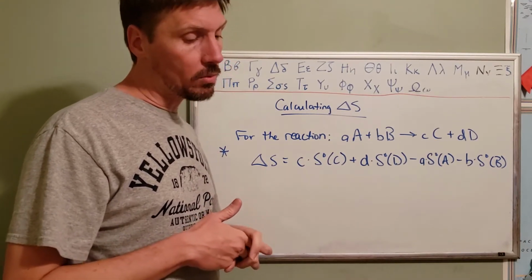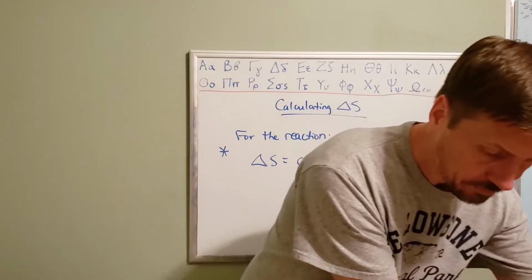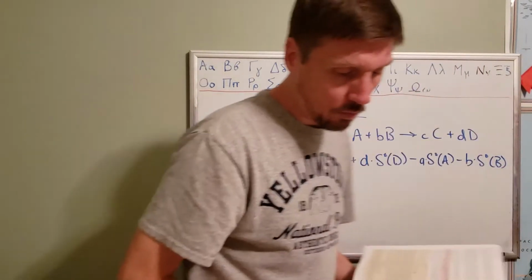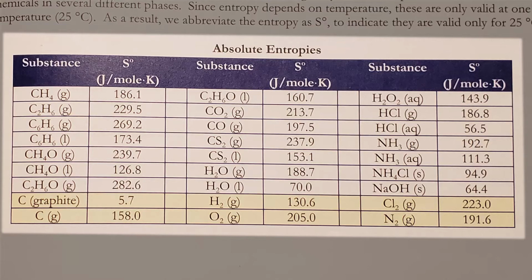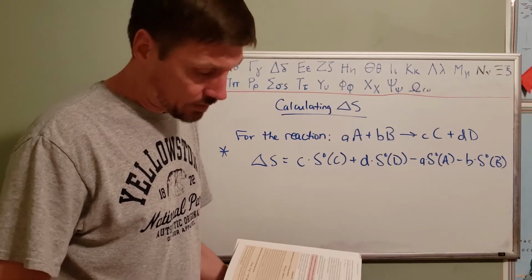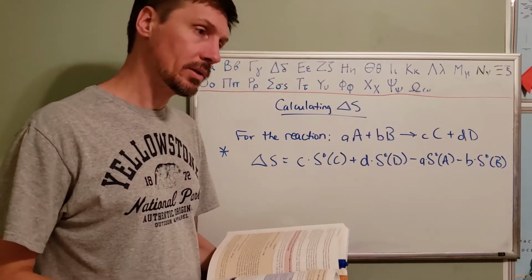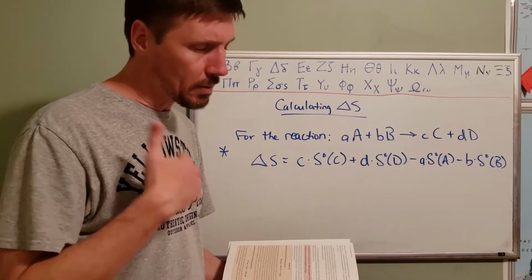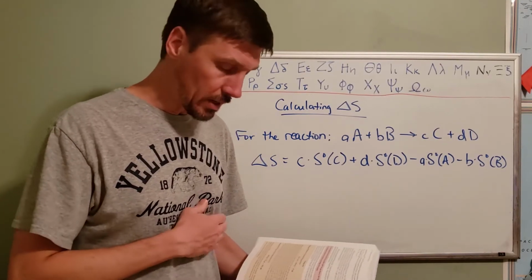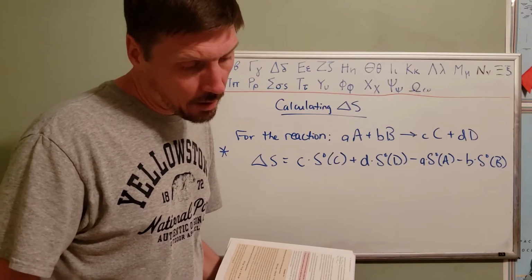A couple things I want you to notice about this table. One is that the unit is joules per mole Kelvin. So that's a little different unit than what we had with change in H, so you need to be aware of that. Also, all the numbers here are positive. This is a measure of entropy, and so it's always going to be a positive value. There's always going to be some entropy, no matter what you're looking at.